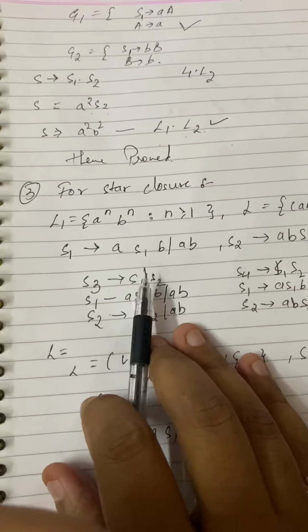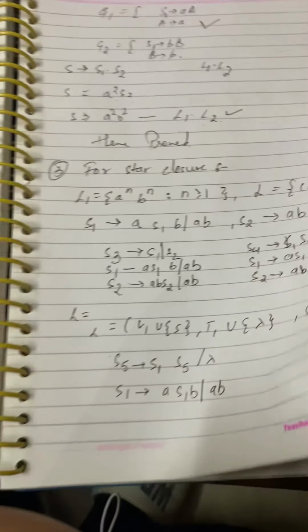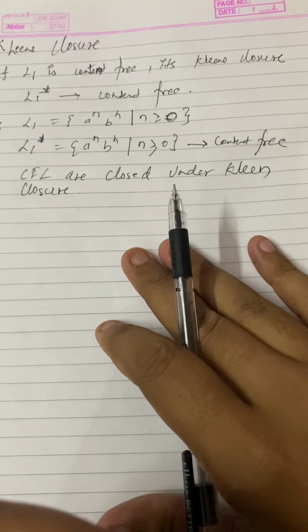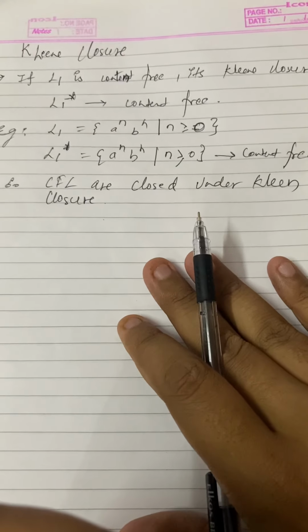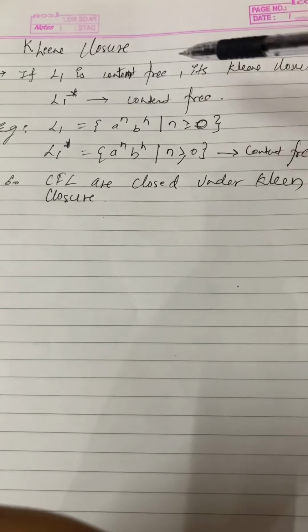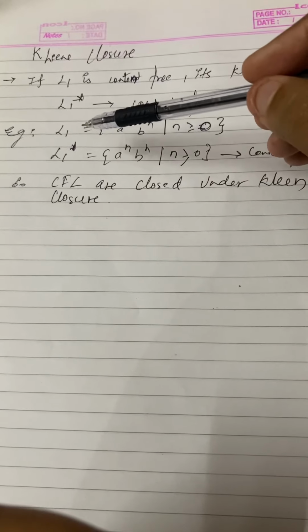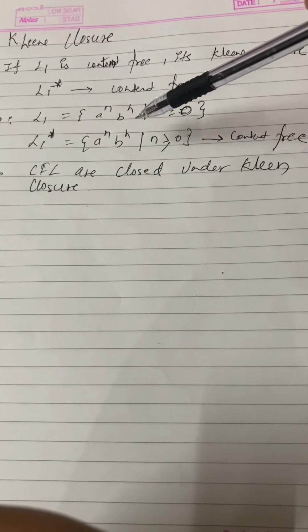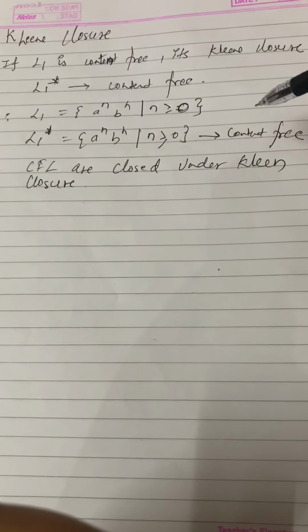For star closure, or Kleene closure, if L1 is a context-free language, obviously it has to be, then its Kleene closure L1 star will also be a context-free language. For taking an example, language L1 equal to a to the power n b to the power n, where n is greater than or equal to 0, is a context-free language.